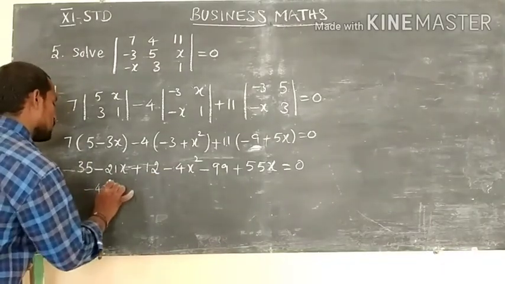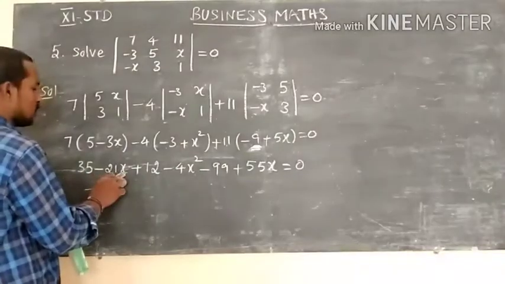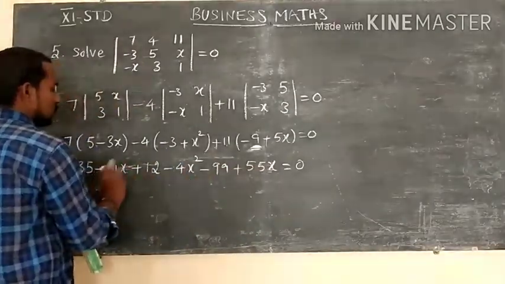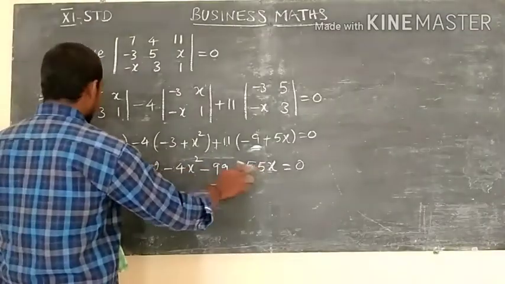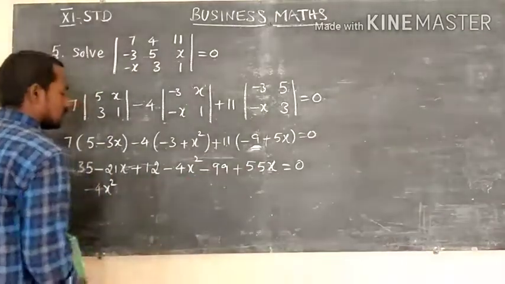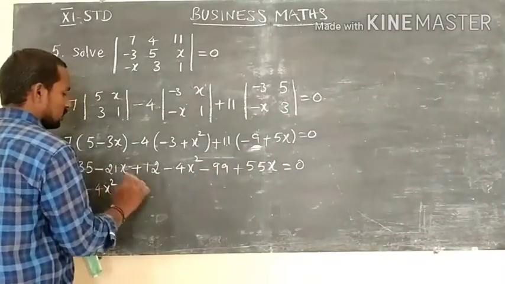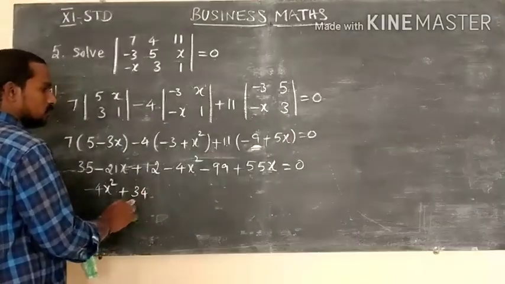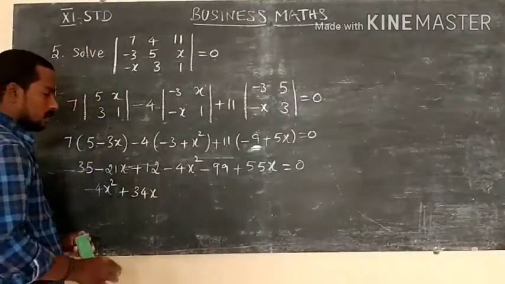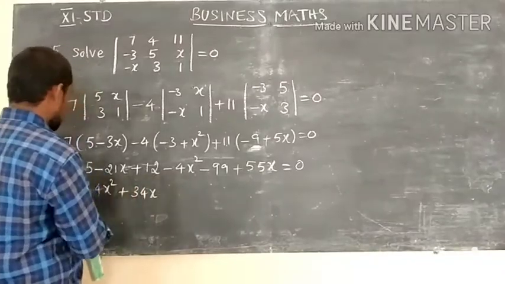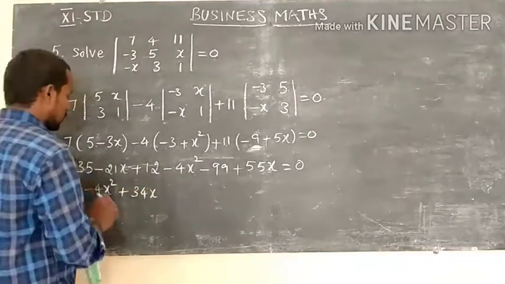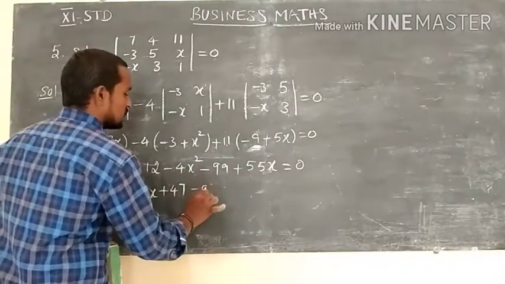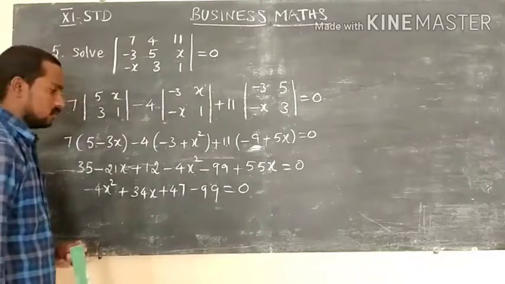Minus 4x squared, then the x values: minus 21x plus 55x. So subtract the values: 5 minus 1, the greater value sign is plus, 5 minus 1 is 4, and 5 minus 2 is 3, so 34x. Then comparing the numbers, these two are plus. So 35 plus 12 is equal to 47. Minus 99 equal to 0.